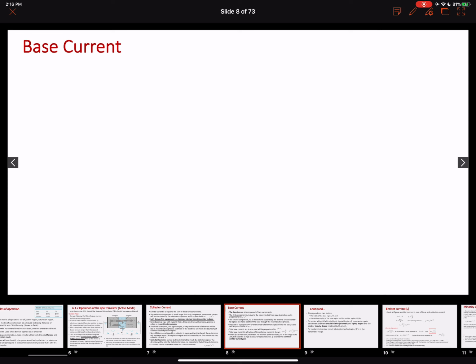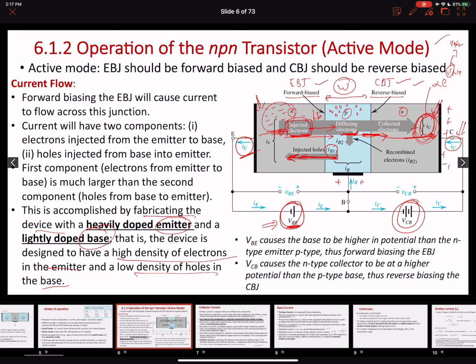Okay, now let's look at the base current. So what is happening at the base? Base current is also composed of two different components, right? We have seen the collector current, now let's come to the base current. The one base current is this IB1. When we forward bias the emitter to base junction by this power supply, we have these holes that were injected from the base to the emitter, right? So this is IB1, this is one component.